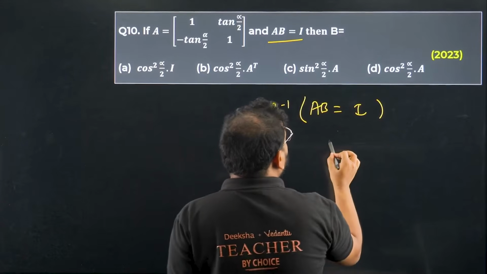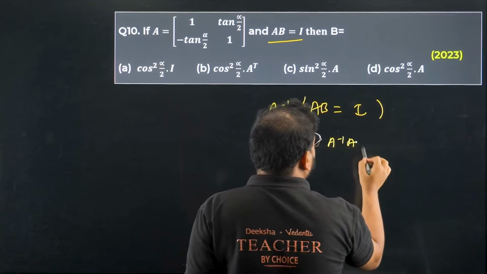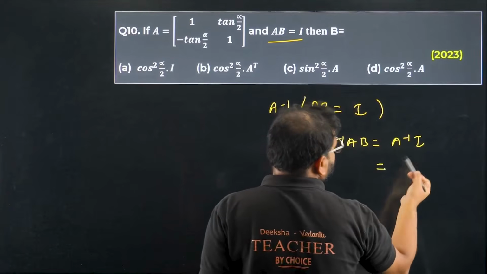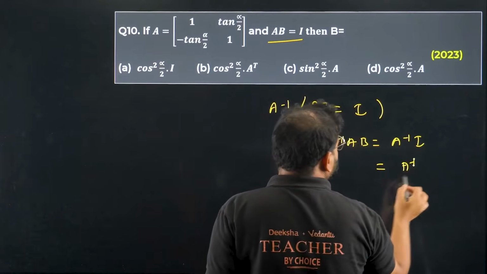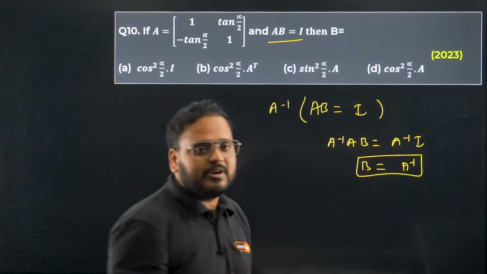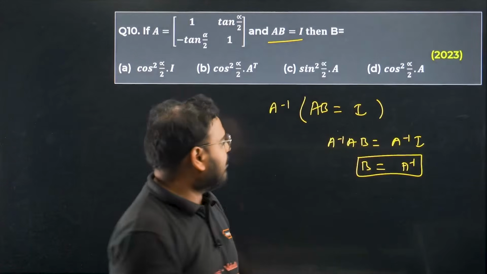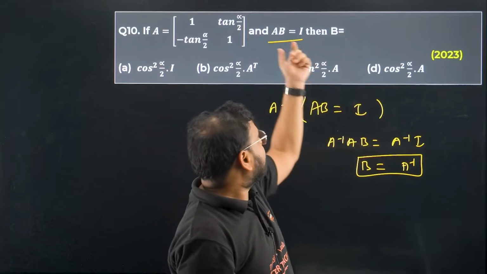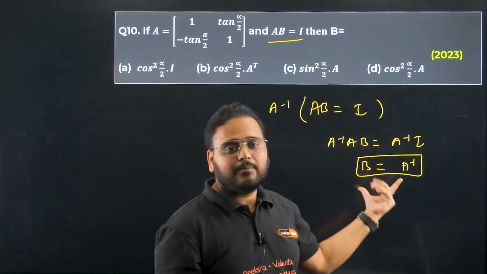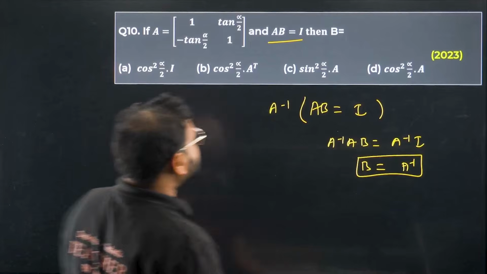It means it will become A inverse A, B equals to A inverse I. What is A inverse I? Simply A inverse, and this will be simply B. Basically, I have to find A inverse to get the value of B. Again, I don't have to write all of this, because if I have AB equal to I, simply understanding is B equal to A inverse. But how it comes, I'm showing you here as well. Okay, B equals to A inverse.